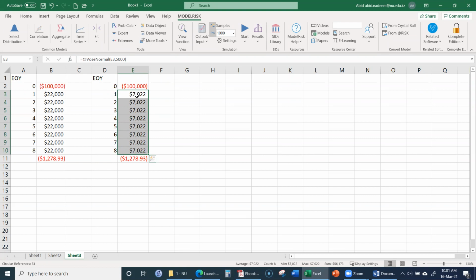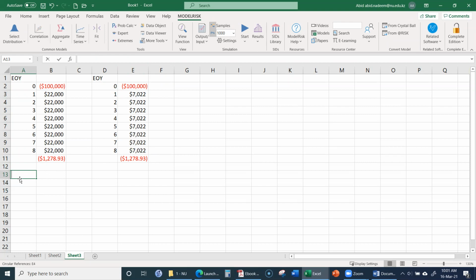It is now giving us 7,022 each time, which may be causing a mistake. I know why it's happening like that, because it is just taking the first value and then copying it into the second value. I want these values to vary each time.